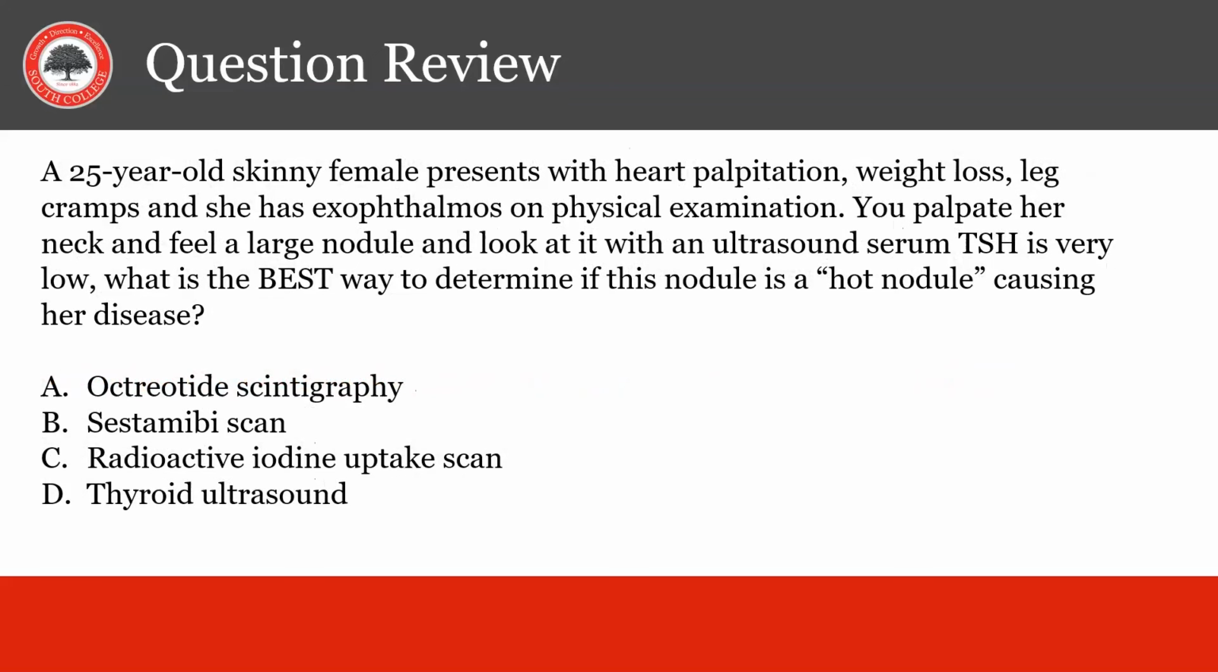A 25-year-old skinny female presents with heart palpitations, weight loss, leg cramps. She has exophthalmos on a physical examination. You palpate her neck and feel a large nodule and look at it with ultrasound. The serum TSH is very low. What is the best way to determine if this nodule is a quote-unquote hot nodule causing her disease? What is your answer here?